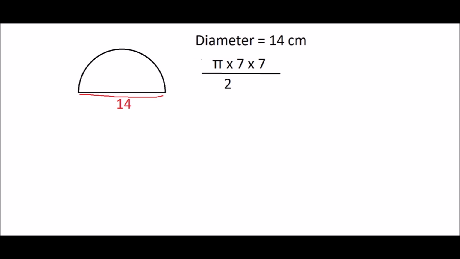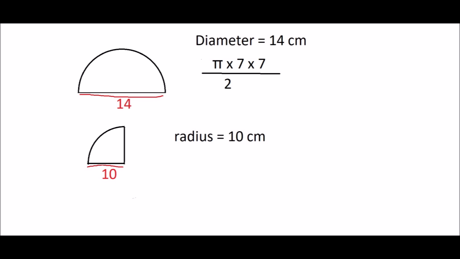No, because remember, in area, we are only talking about the inside part. We are not talking about the fence. We are not talking about the border. We are talking just about the inside part. So pi times 7 divided by 2, and that's it.